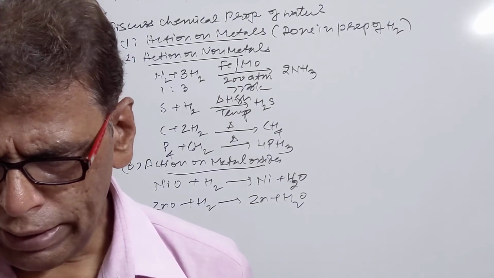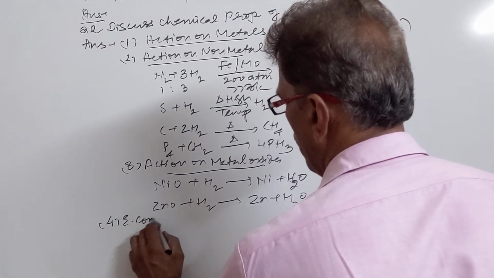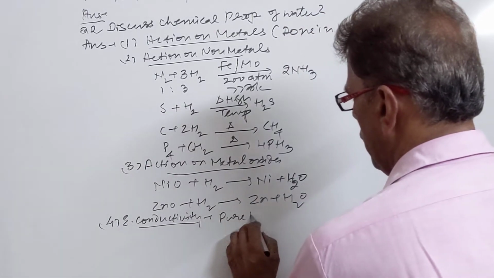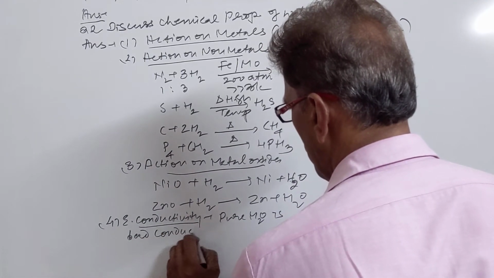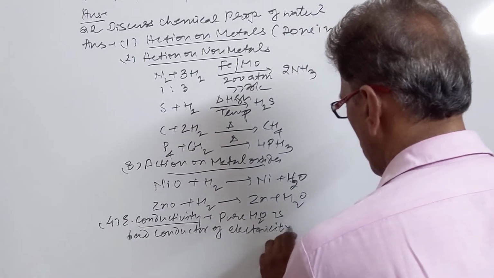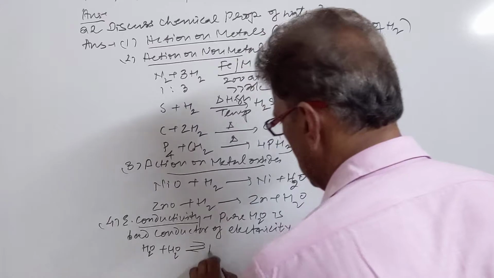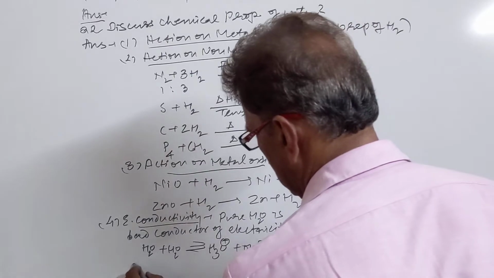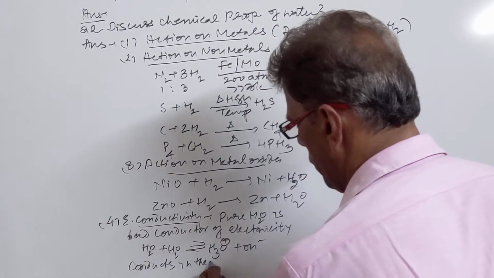Now, electrical conductivity of water. Pure water is a bad conductor of electricity. But the presence of impurities in water introduces ionization in water as hydronium ion and OH negative ion, and this conducts electricity in the presence of impurities.